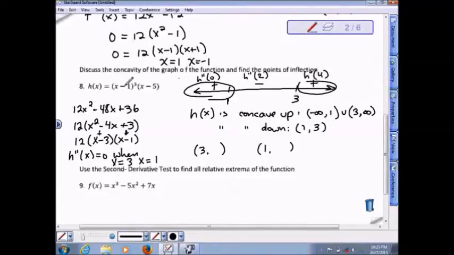So 3 plugged in. 3 minus 1 is 2. 2 cubed is 8. We have an 8. 3 minus 5 is negative 2. 8 times negative 2 is negative 16. If 1 is plugged in, 1 minus 1 is 0. 0 cubed is 0. 0 times anything over there is going to be 0. And these are the points of inflection.